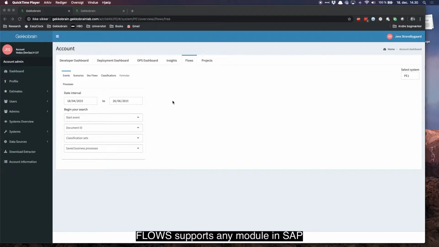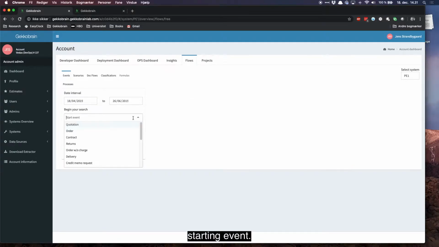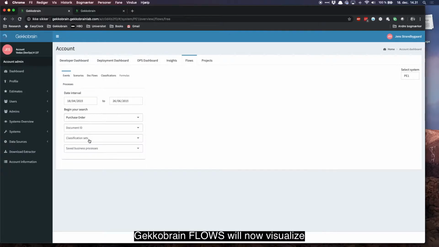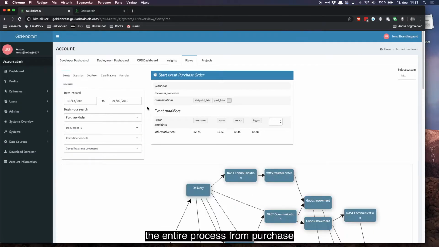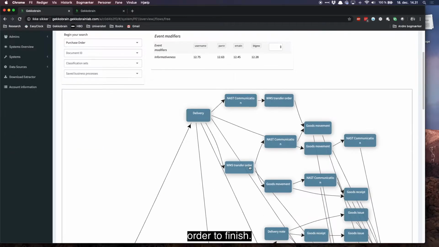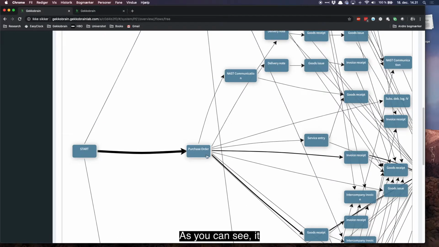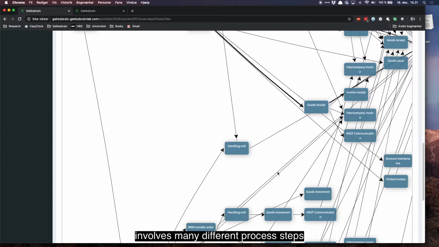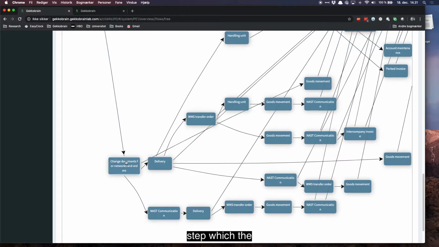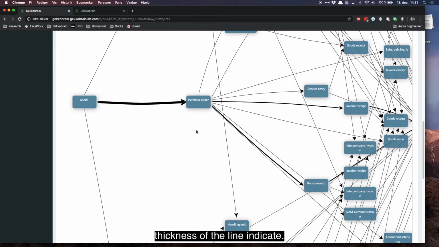FLOWS supports any module in SAP and any business process, and you can freely choose any starting point and any date interval. In this case, we will choose a purchase order as the starting event. Once this has been chosen, Gekkobrain FLOWS will now visualize the entire process from purchase order to finish. In other words, the entire procure-to-pay process. As you can see, it involves many different process steps, and we measure the weight of each step, which the thickness of the line indicates.